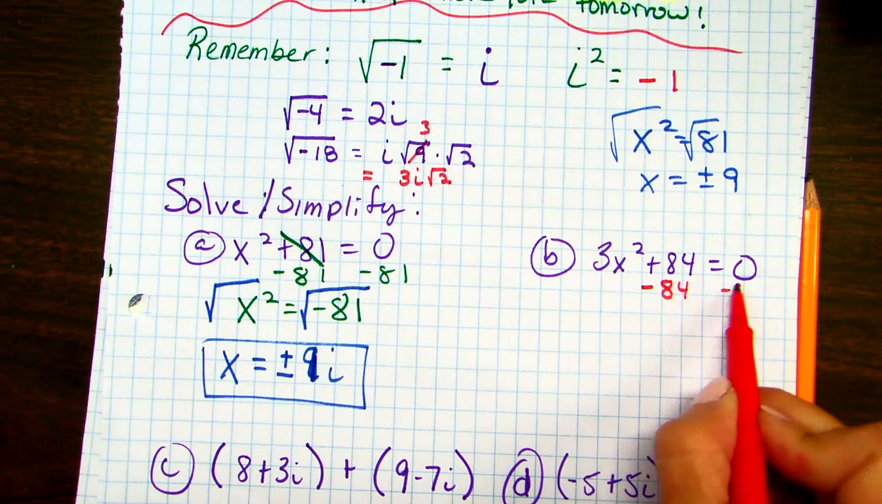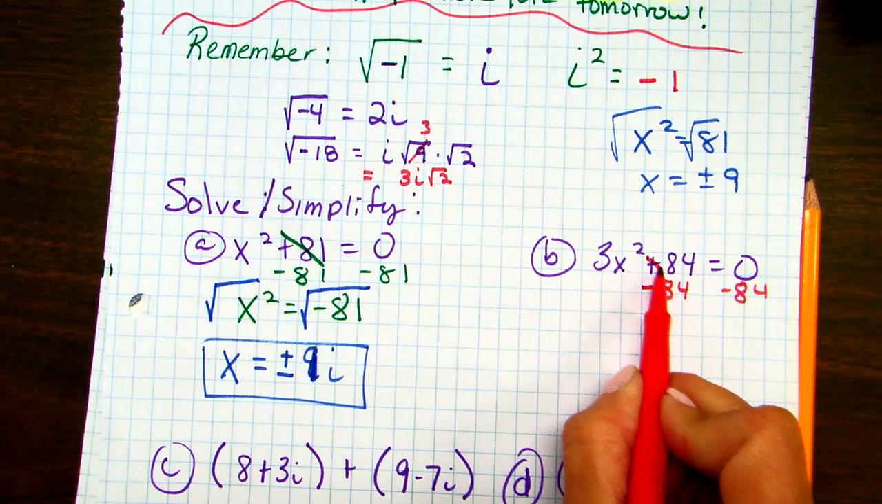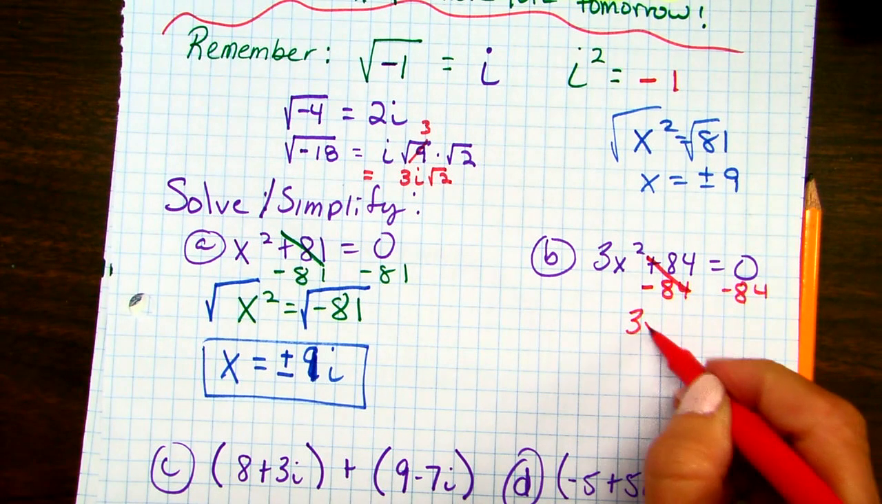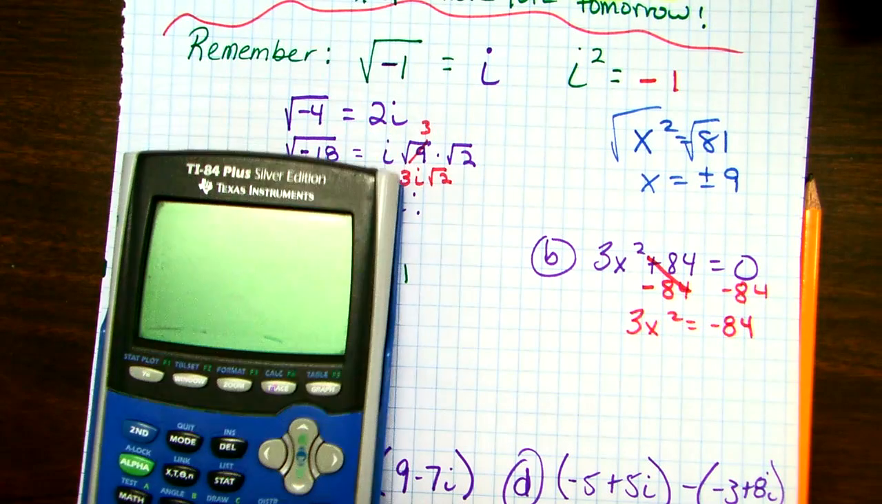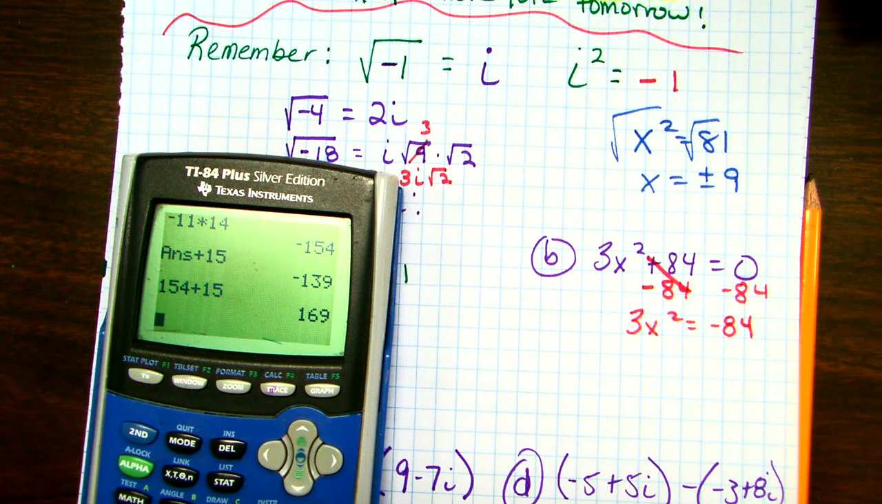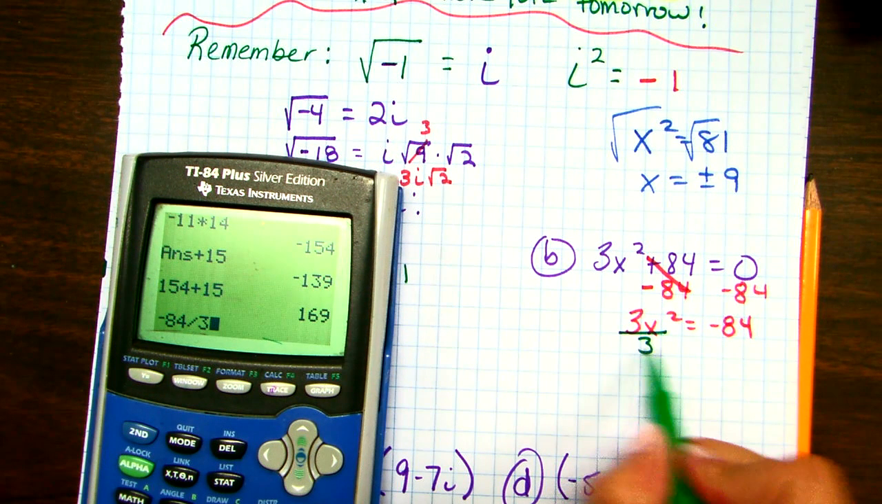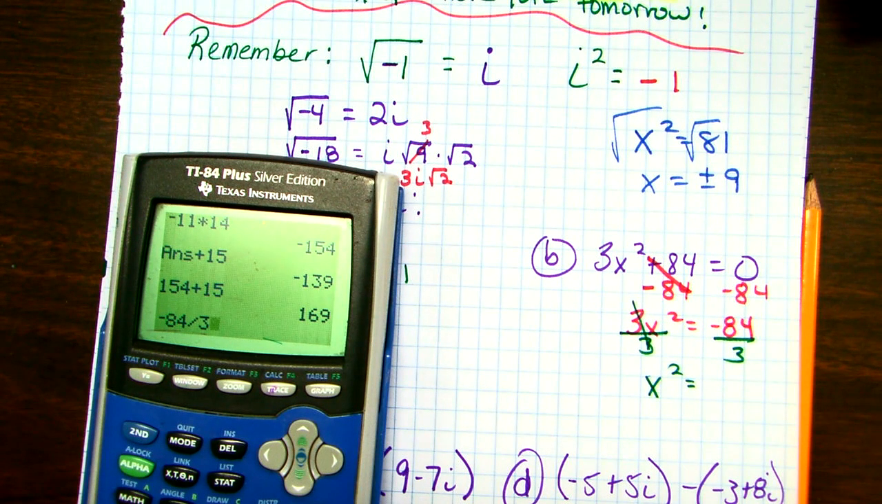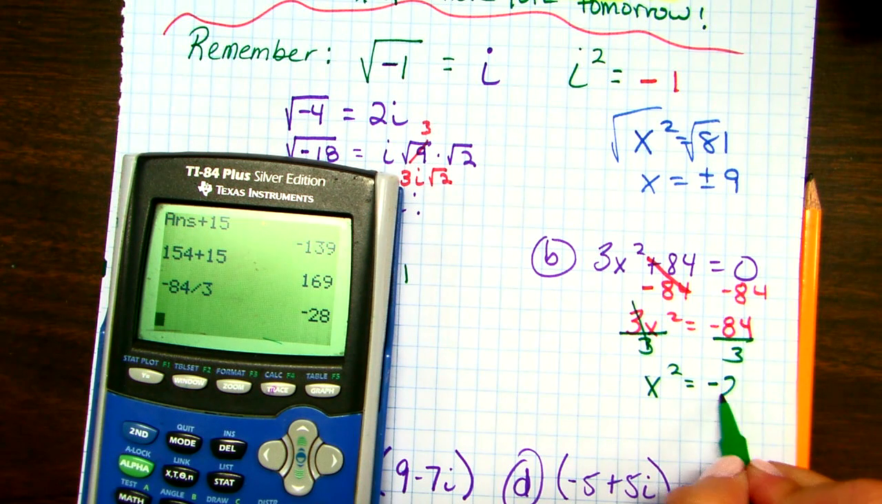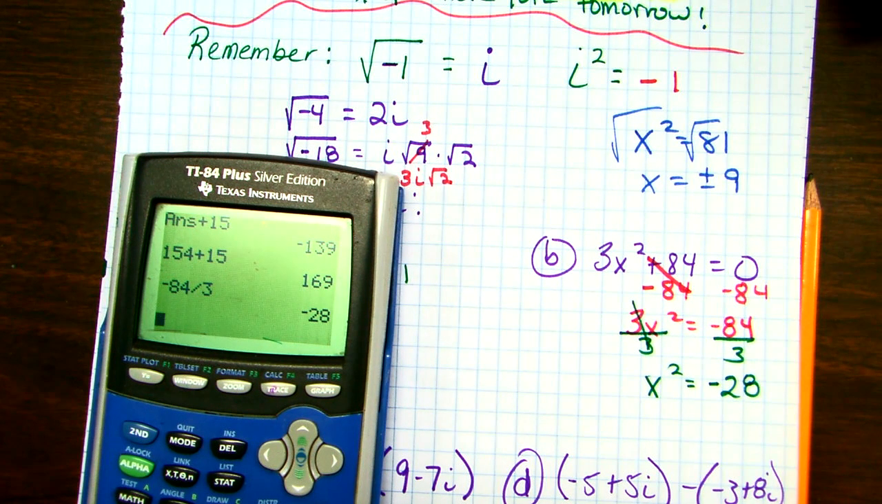Subtract 84 from both sides, right? Opposite of plus is minus. Okay, remember, your goal is to get the x squared by itself. So I'm going to divide both sides by 3. Just basic equation solving at this point. And when I do negative 84 divided by 3, I get negative 28. Okay? Now, we're not done because we want to get x by itself. So we take the square root of both sides.